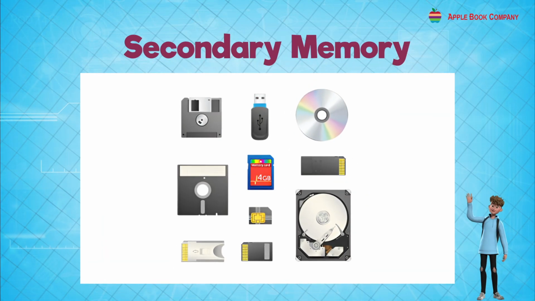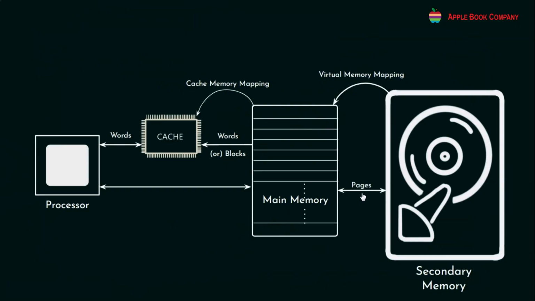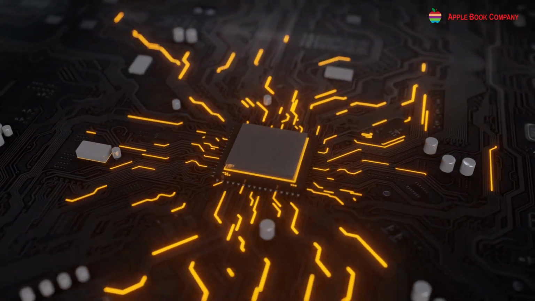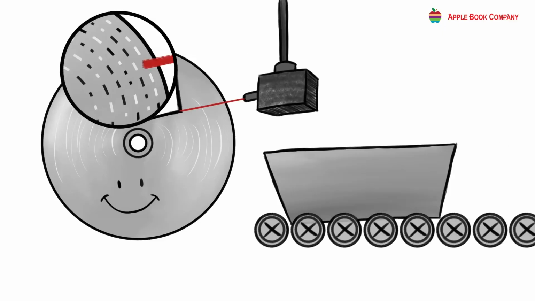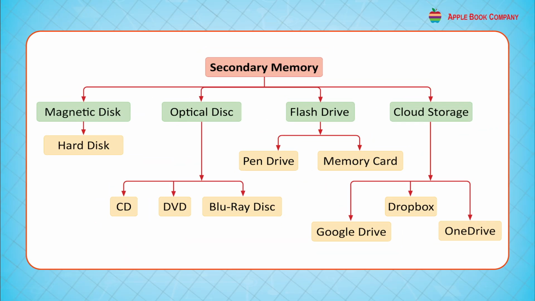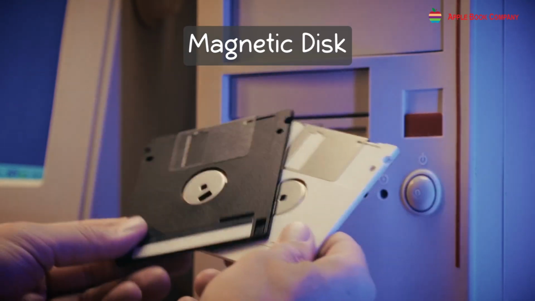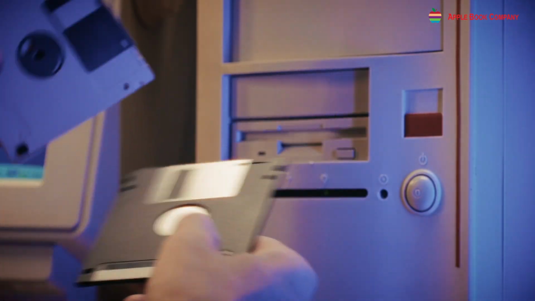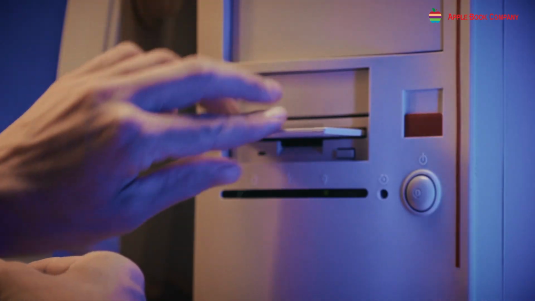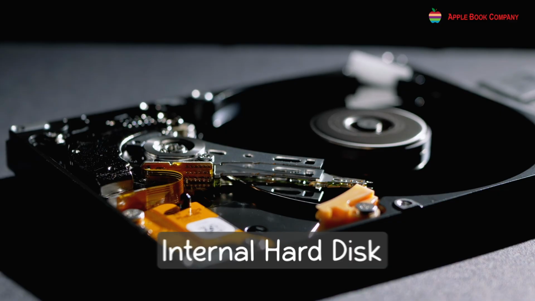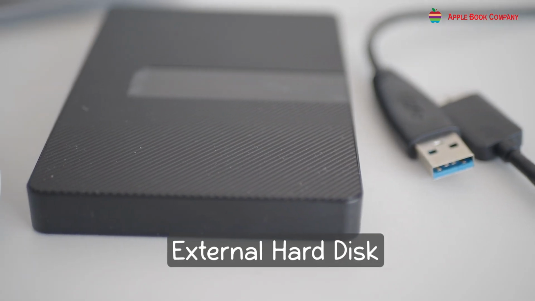Secondary memory. Secondary memory is used to store data permanently. It retains data even when the computer is turned off. Unlike primary memory, the processor doesn't access secondary memory directly. The different types of devices used for secondary memory are magnetic disk. Magnetic disks use magnetic storage to save data. They can store large amounts of information and are widely used in computers. Magnetic disks are two types: internal hard disk and external hard disk.